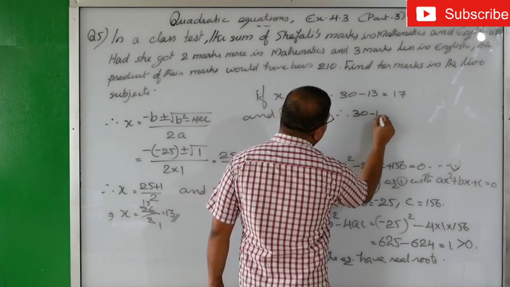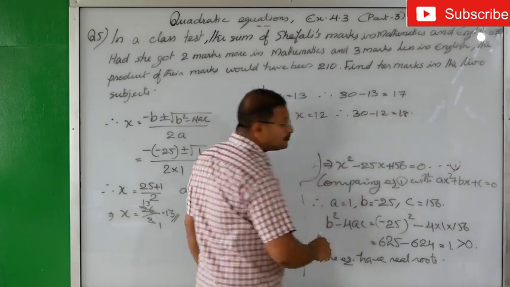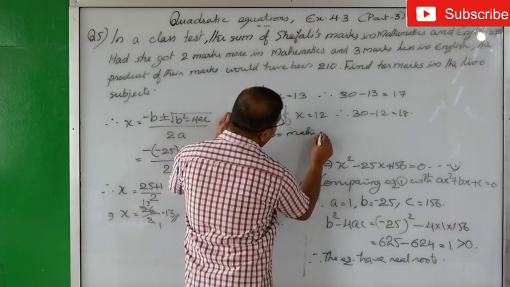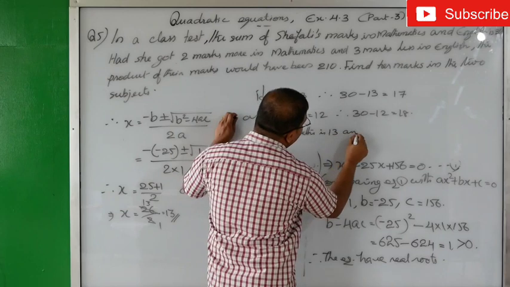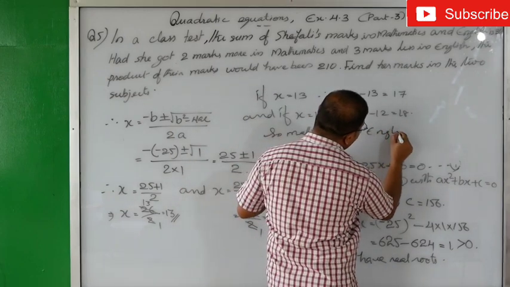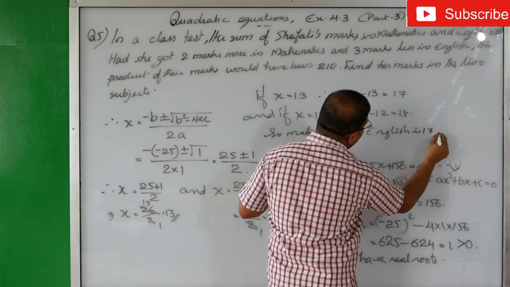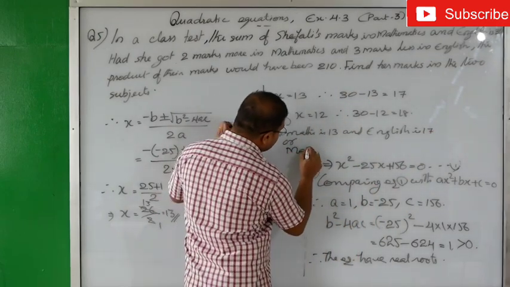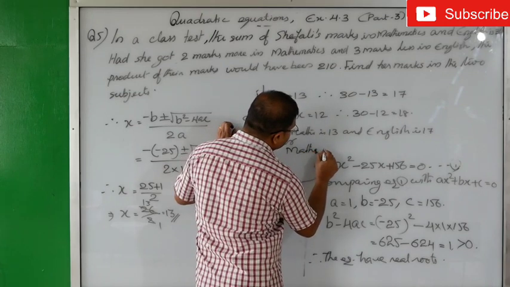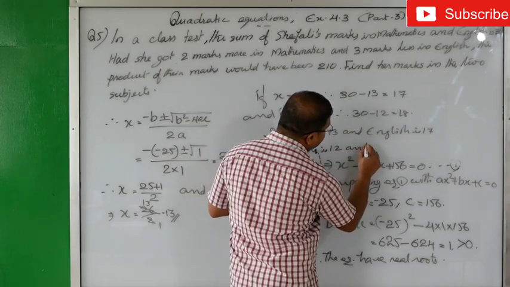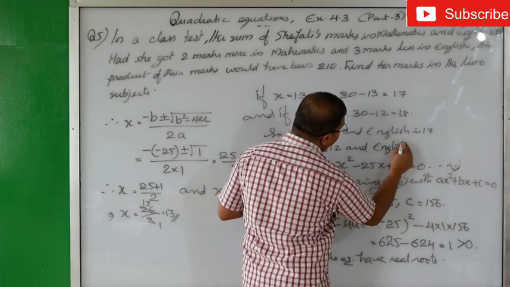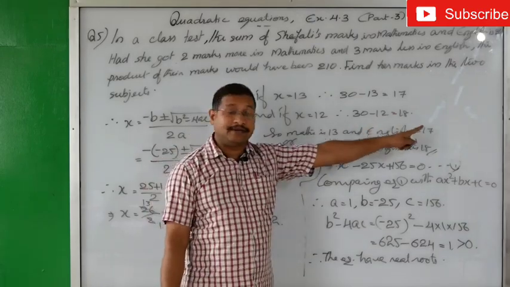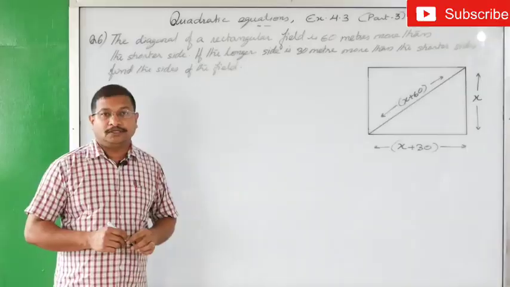Therefore 30 minus 12 equals 18. So maths is 13 and English is 17, or what you will get otherwise, maths is 12 and English is 18. Got it? Someday it may be 13 and 17, otherwise 12 and 18. Okay, let's see the next question.